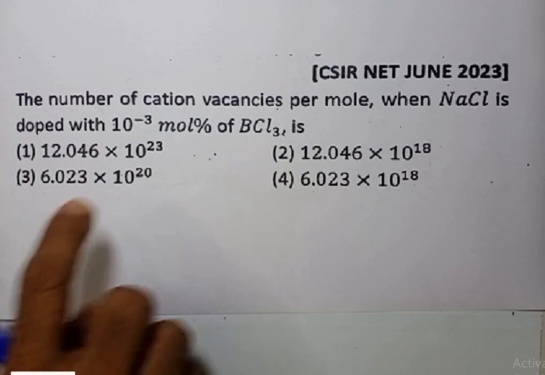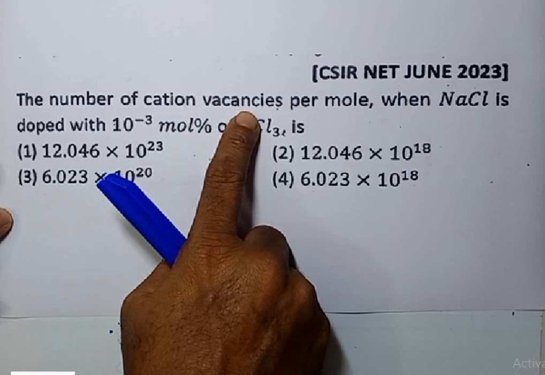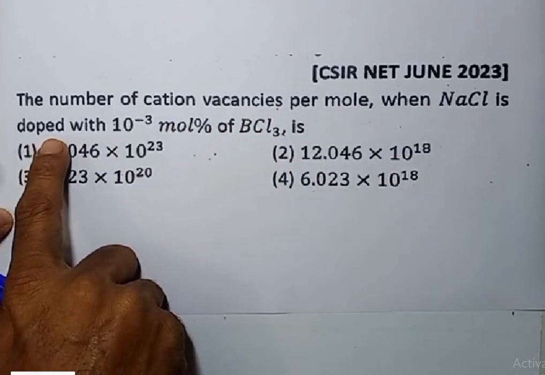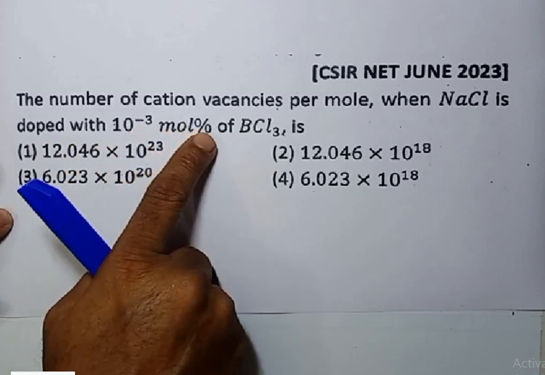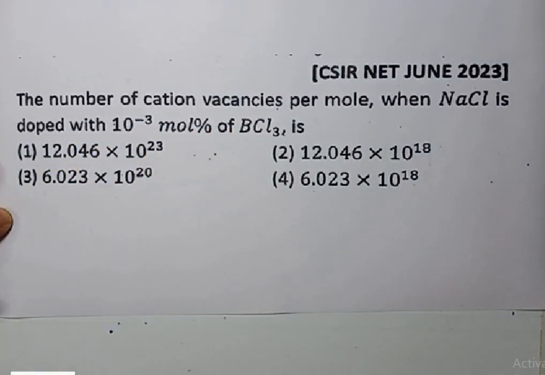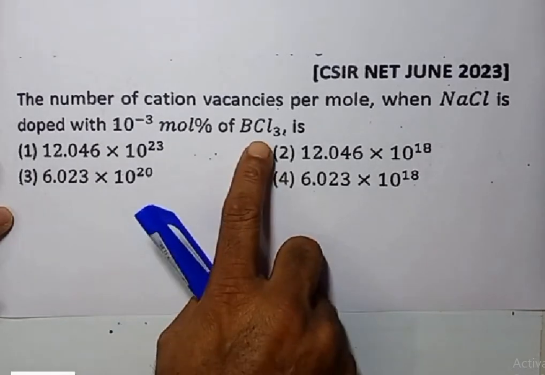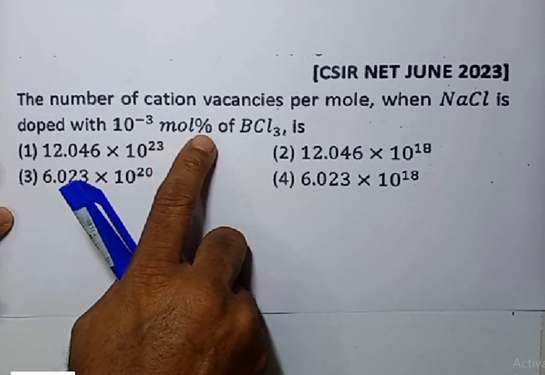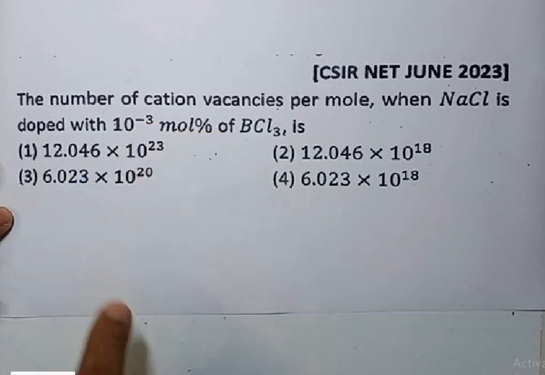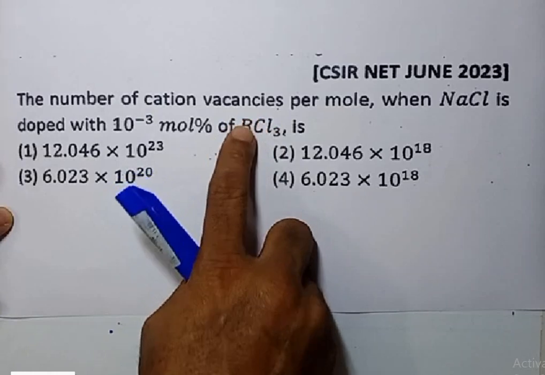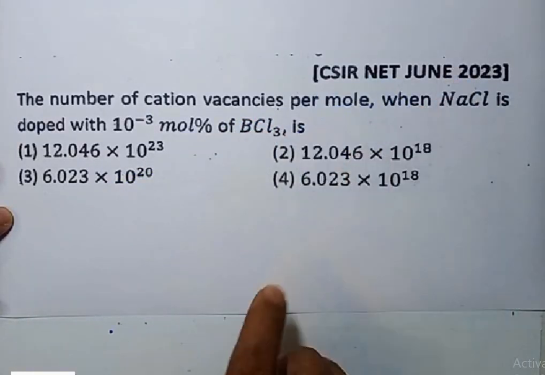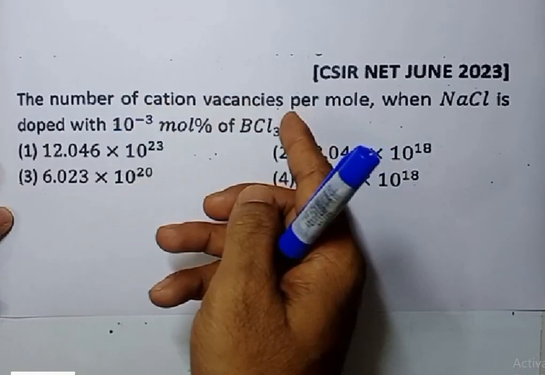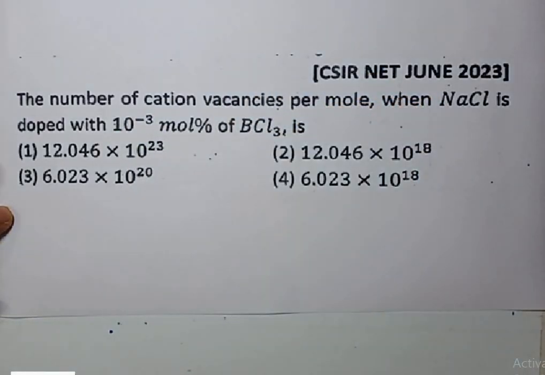The question is this: the number of cation vacancies per mole when sodium chloride is doped with 10 power minus 3 mole percentage of boron trichloride is. So we are adding boron trichloride. This much mole percentage is added, 10 power minus 3 mole percentage. Okay, so we dope BCl3 in sodium chloride. If you dope it, what number of vacancies will be created for 1 mole of the crystal?